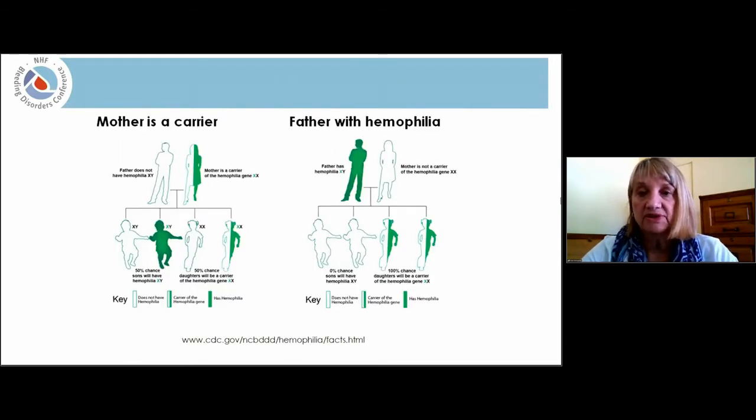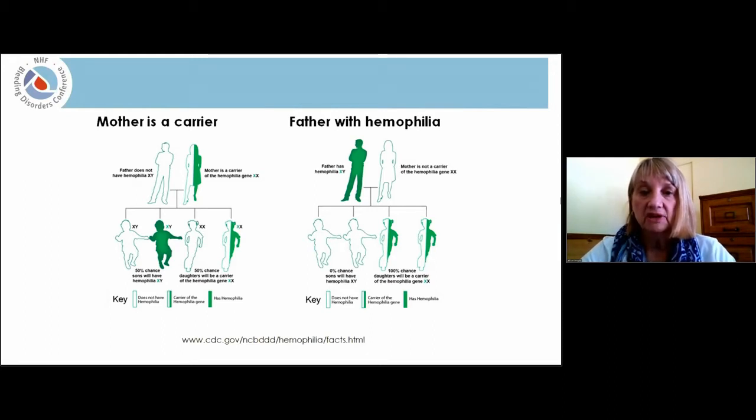Here are two typical scenarios of the inheritance pattern of hemophilia A and hemophilia B. On the left-hand side of the slide, you will see the mother is a carrier of hemophilia. She has two X's. One of her X's carries the hemophilia gene, the other does not. And her husband or significant other has an X and a Y, which indicates that he's a male. With each pregnancy, the father will give either his X or his Y, and the mother will give one of her X's to the baby.